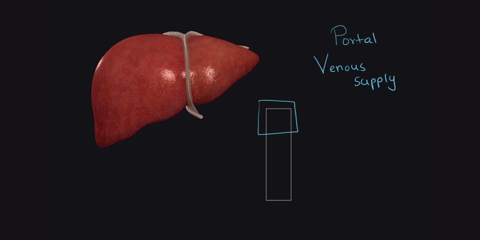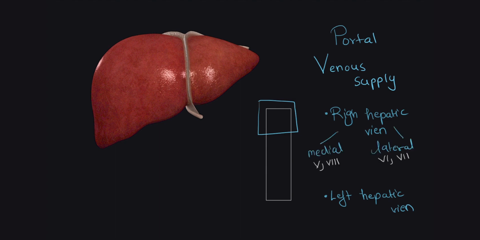Okay, so this is the superior part of the portal vein, and the superior part of the portal vein divides into two further parts. We have the right hepatic vein, and then we have the left hepatic vein. The right hepatic vein further divides into the medial and the lateral parts. The medial part supplies the fifth and the eighth segments, and the lateral part supplies the sixth and the seventh segments.